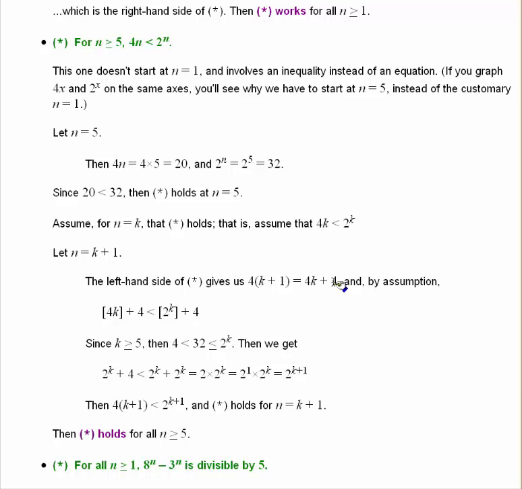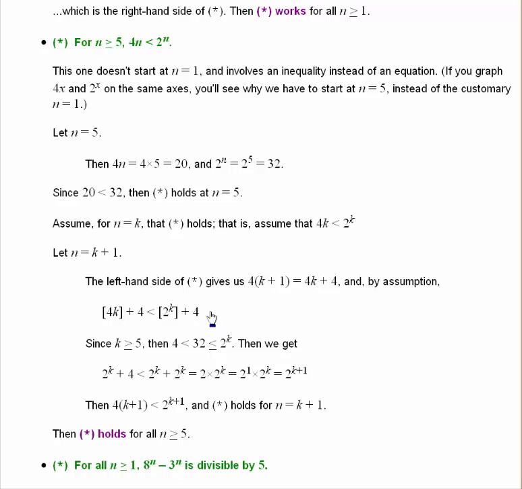Okay. Now, my assumption tells me that 4k is less than 2 to the k. Now here I have 4k plus 4. So that means that 4k plus 4 is less than 2 to the k plus 4. What do we do? We made this comparison, 4k less than 2 to the k. We add 4 to both sides.